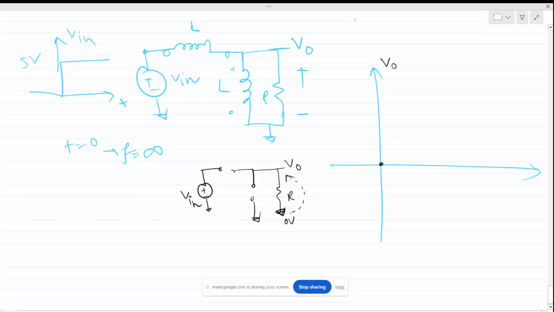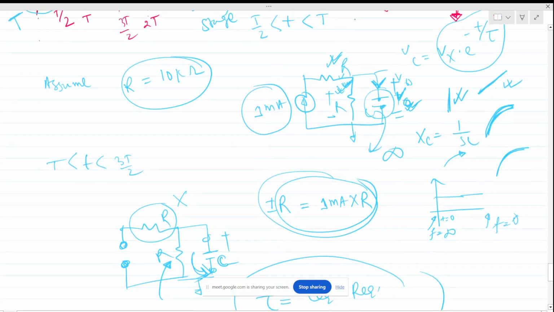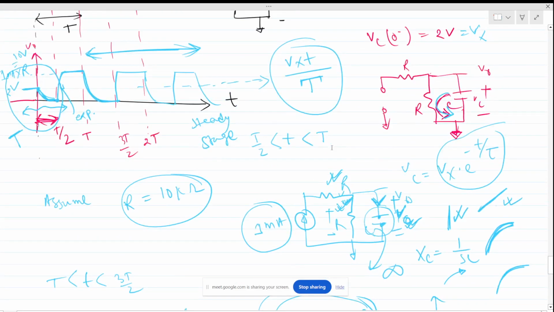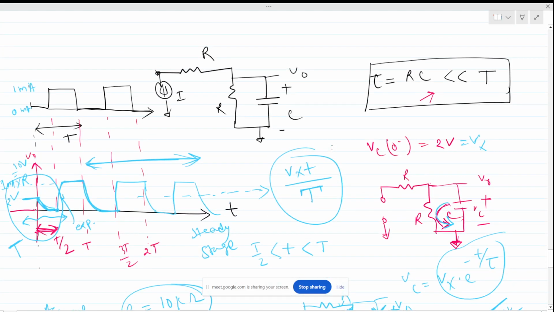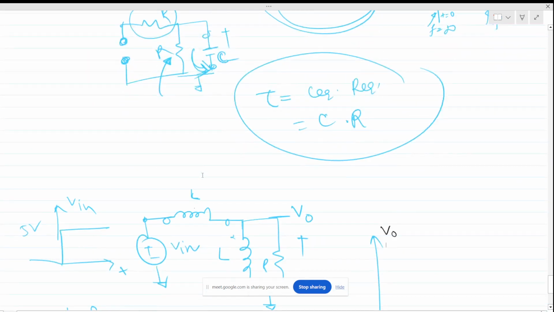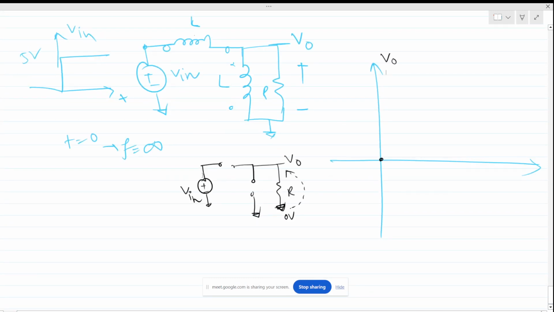Now, previously all the circuits we had were first order circuits, right? Because there was only one capacitor. Like in this case we can see there is only one capacitor. So this is called a first order circuit, first order system, or single pole system, or there are many names.